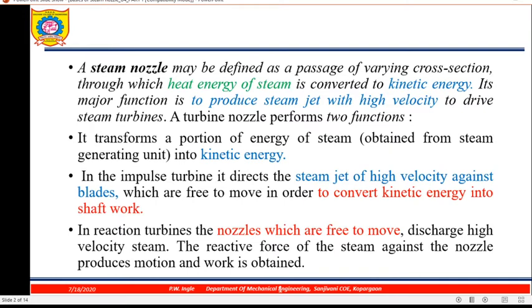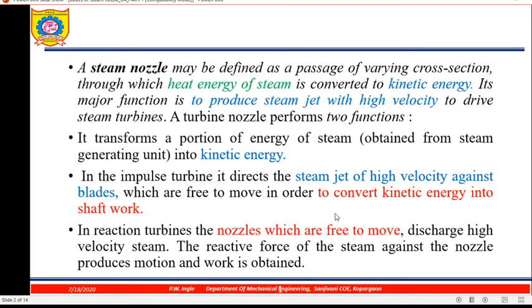So in case of an impulse turbine, whatever the pressure energy of steam, all will be converted in the nozzle itself, and you are getting a jet, or we are getting energy which has only kinetic energy, or a velocity. So the power generation is because of impulse.